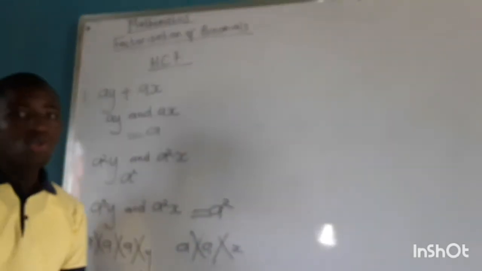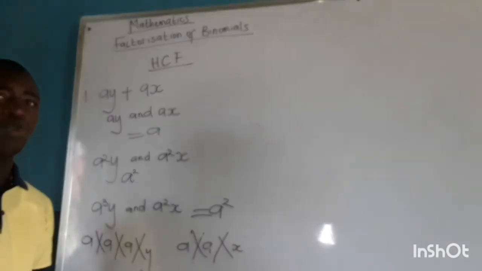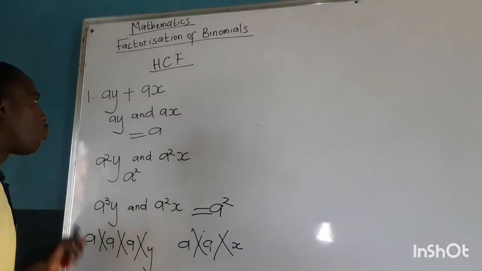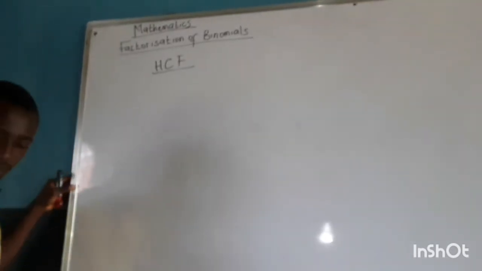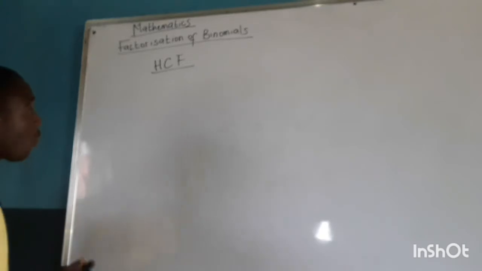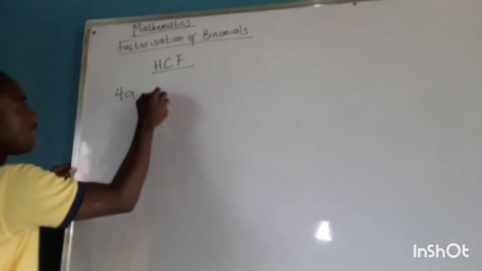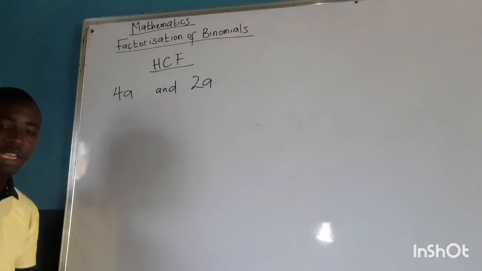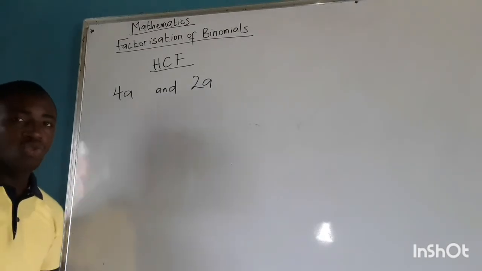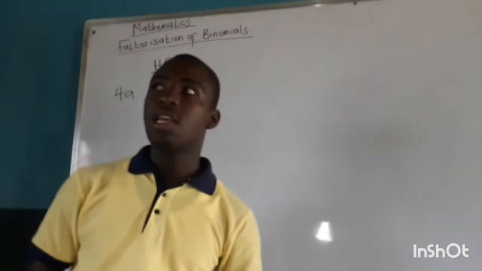Now we wan come include letters, numbers I mean. When we include numbers, we treat the numbers first, then we go to the letters. So make we include numbers. So we'll start with easy number. So make we say we look for the HCF of 4A and 2A. So the first thing we do is we start with the numbers first. When we finish with the numbers, we fit come go to the letters.